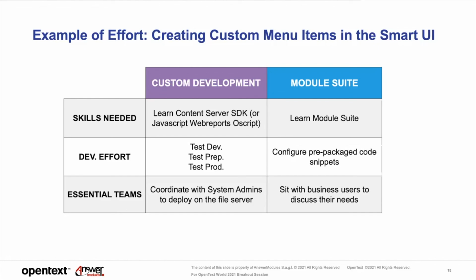So how does this actually translate into the actual effort? With custom development, we're looking at 1 to 5 days to create a custom menu item in the Smart UI. With Module Suite, it is literally a matter of minutes. We timed this, and it's a matter of 5 minutes. So again, greatly, greatly reduced time and effort.